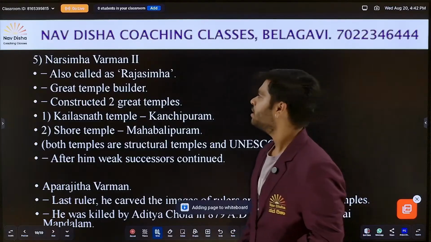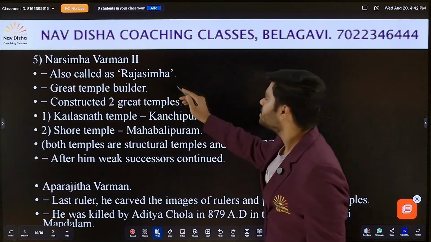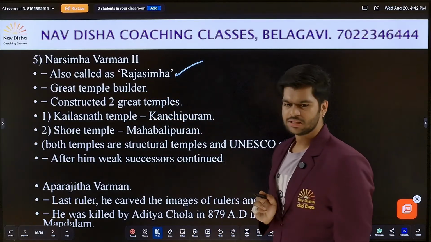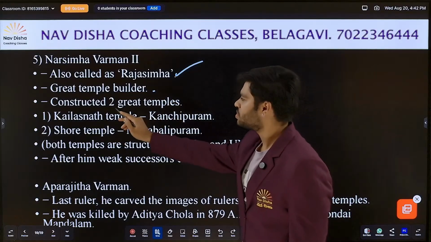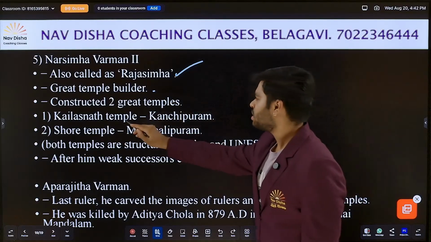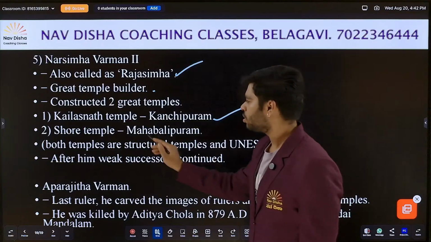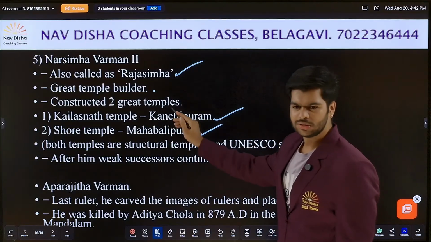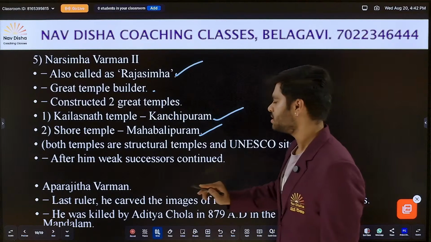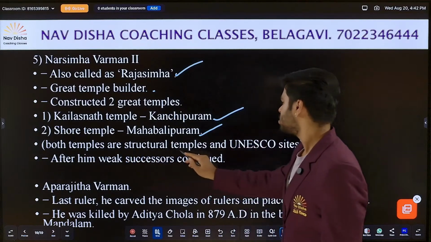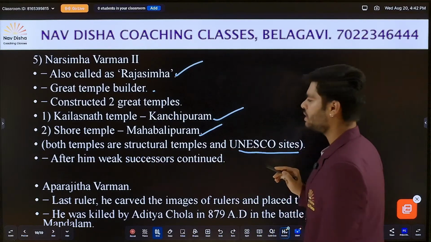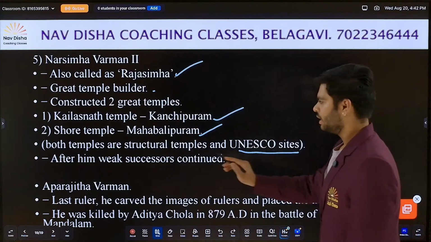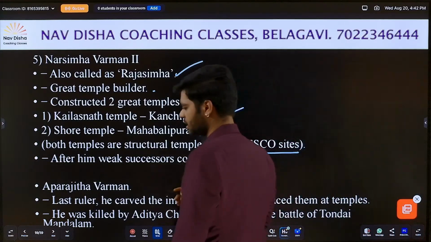Next comes Narasimha Varman II, also called as Rajasimha. He had a title Rajasimha. Great temple builder, constructed 2 great temples, Kailashnath temple at Kanchipuram, Shore temple at Mahabalipuram. I'll show these temples while studying the temples. Both temples are structural temples and UNESCO site. After him, weak successors continued.